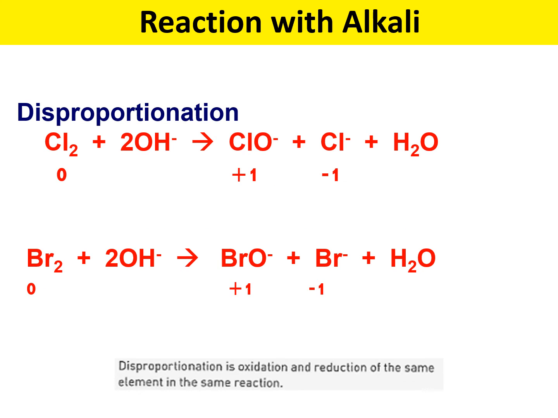If we look at the ionic equations, you can see that the chlorine in Cl2 has an oxidation state of 0. The chlorine in the ClO- has an oxidation state of +1, and the chlorine in the chloride has an oxidation state of -1. Chlorine is being oxidized and reduced in the same reaction, so this is an example of a disproportionation reaction.